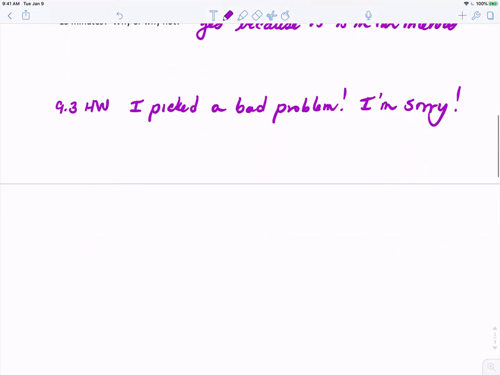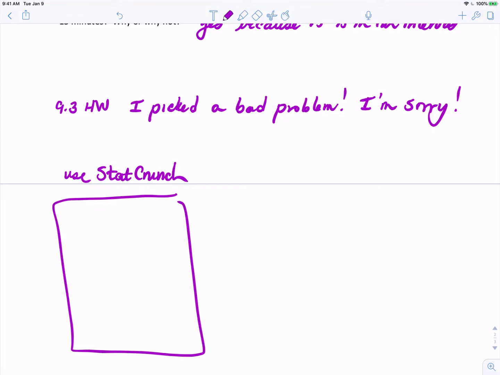All right. So in one of the homework problems, I accidentally picked one that did not give you the sample standard deviation. If you use StatCrunch or any technology to do a confidence interval or a hypothesis test, you need three things. You need your sample size, your sample mean, and your sample standard deviation. When I picked the homework problem, I thought I picked one that gave you a sample standard deviation, but I accidentally picked one that gave you a standard error instead.